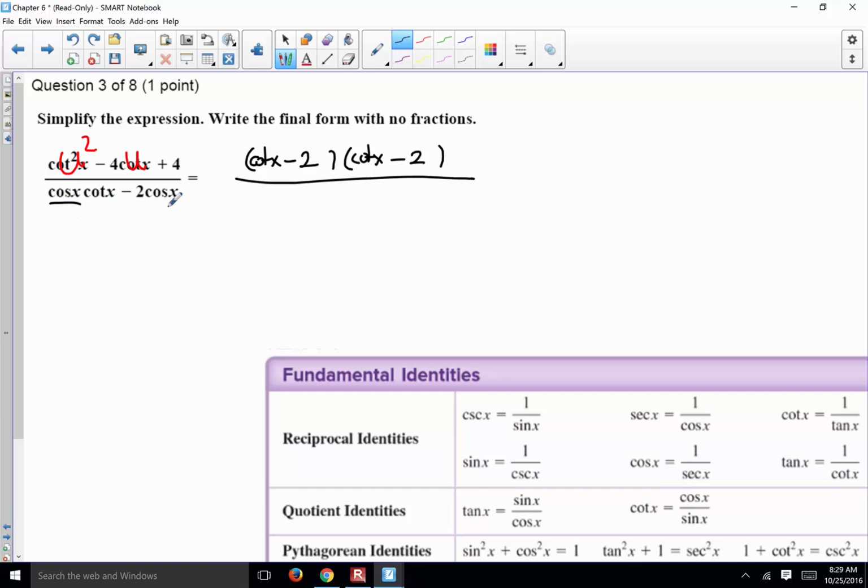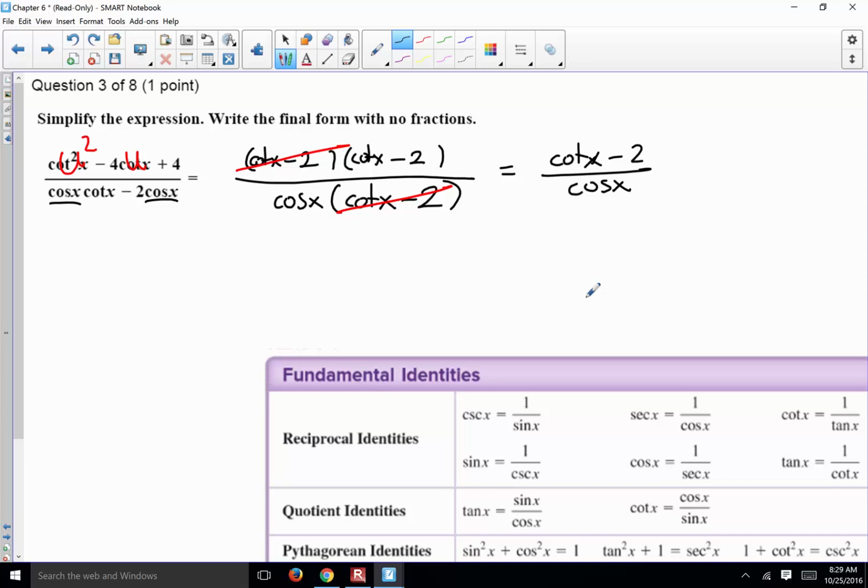Cosine. Cos. And I factor cosine. It's cotangent x minus 2. Look at this. These are a match. They cancel. It is cotangent x minus 2 over cos x. Okay, what is next?